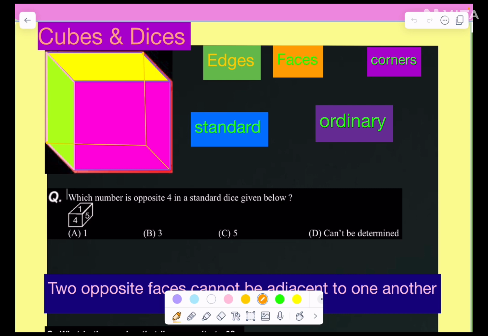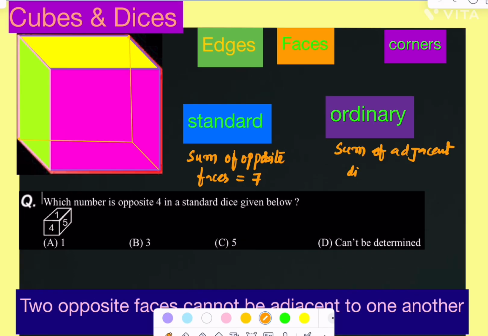Standard die means what? The sum of opposite faces is equal to how much? We have to get 7 as the sum of opposite face values. That is the standard die. And an ordinary die means the sum of adjacent face values is equal to 7. That is the ordinary die only.